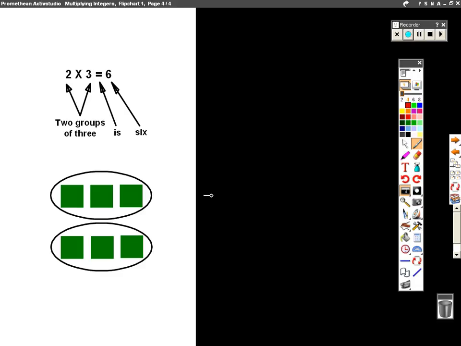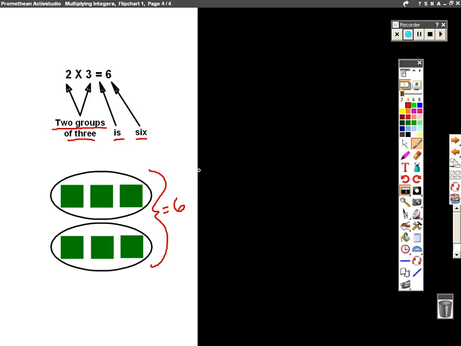So let's take a look at this. 2 times 3 equals 6. 2 groups of 3 is 6. You might notice that I'm doing kind of easy algorithms here. I know that you all know how to multiply those numbers. It's just that sometimes it's better to build off of something we're more familiar with when it's new information. So a positive 2 times a positive 3 equals 6. 2 groups of 3 is 6. And sure enough, 2 groups of 3 equals 6.